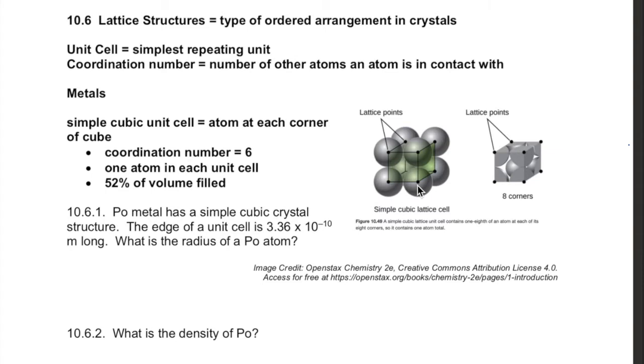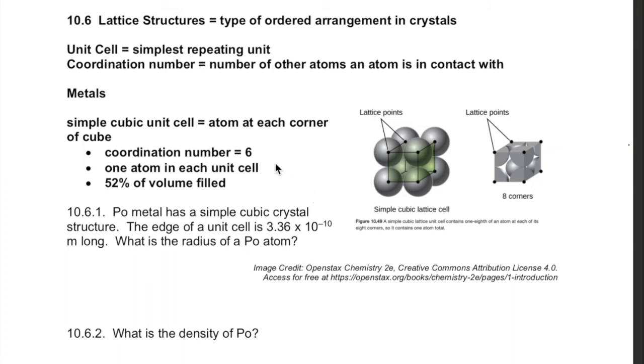So here we have a fairly simple arrangement, just kind of lines of spheres on top of each other. So we have the center of the sphere at each corner of this cube. And so the repeating unit, the unit cell, would look like this.